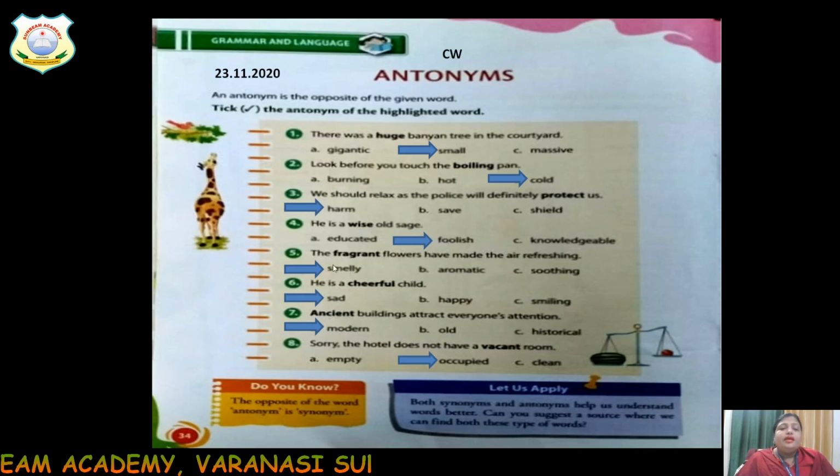Foolish. The fragrant flowers have made the air refreshing. Fragrant is good smell. And what is the opposite of good smell? Bad smell. So it is smelly. Fragrant, smelly.